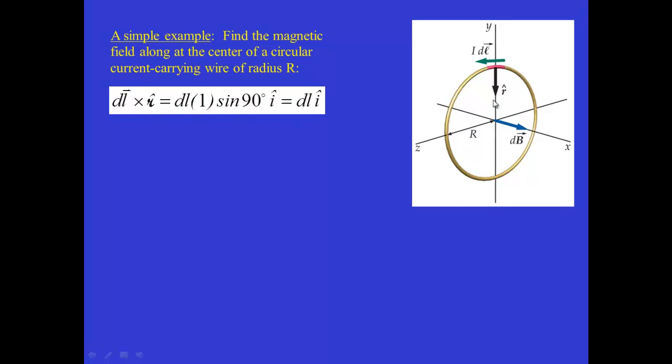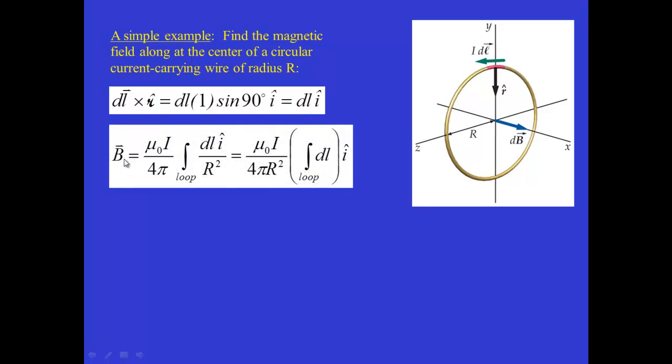And some simple inspection will show, through the right-hand rule, that dl cross r hat, no matter where you are in the circle, will always point in the x direction. So we'll call it i hat. And what's left then is just dl i hat. So that complicated-looking cross product in the Biot-Savart law reduces to something really simple.